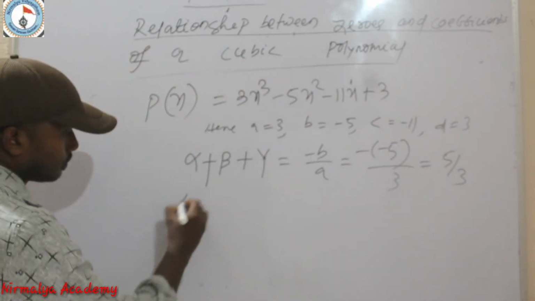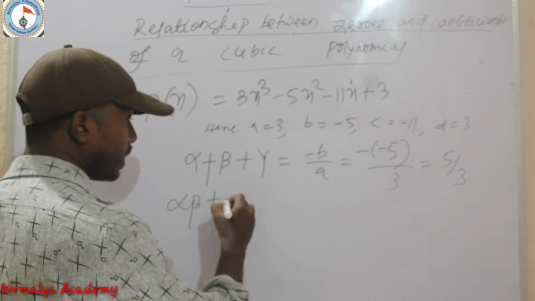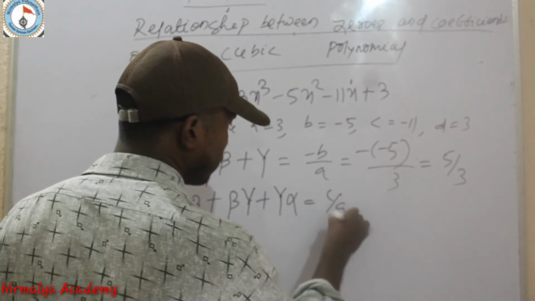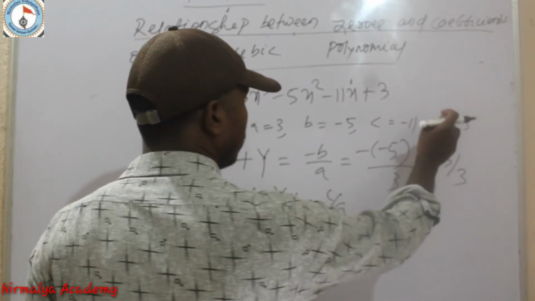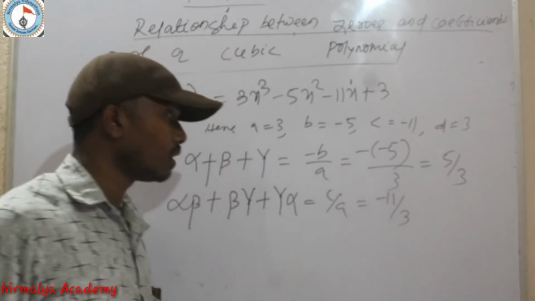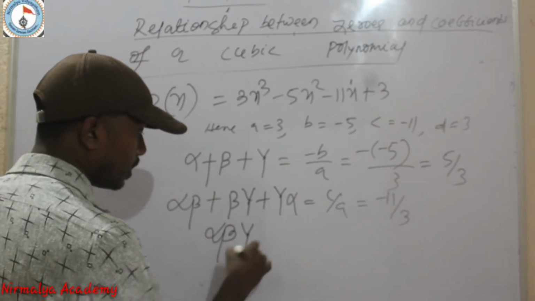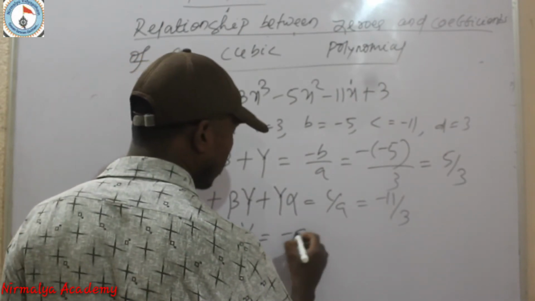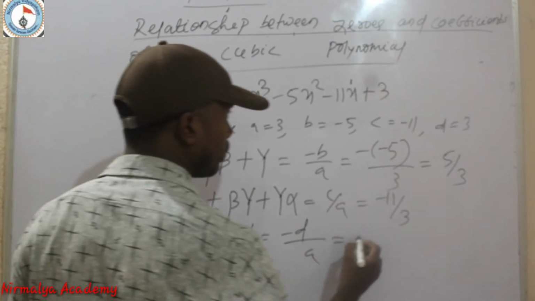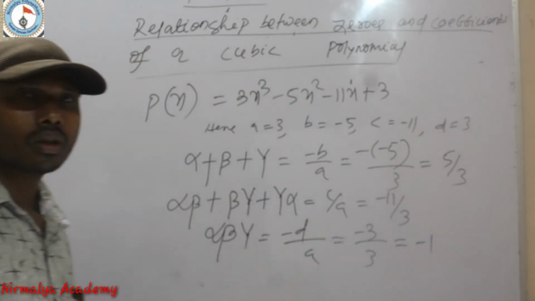Next, the sum of products of zeros taken two at a time, alpha into beta plus beta into gamma plus gamma into alpha, equals c by a. Here the value of c is minus 11 and a is 3, so that will be minus 11 by 3. Then the product of zeros alpha into beta into gamma equals minus d by a. Here d is 3, so minus d by a will be minus 3 by 3, that equals minus 1.